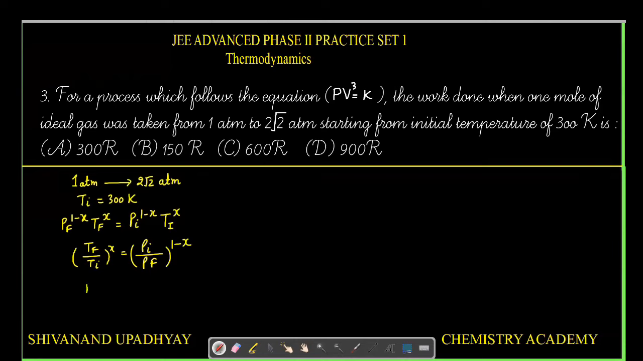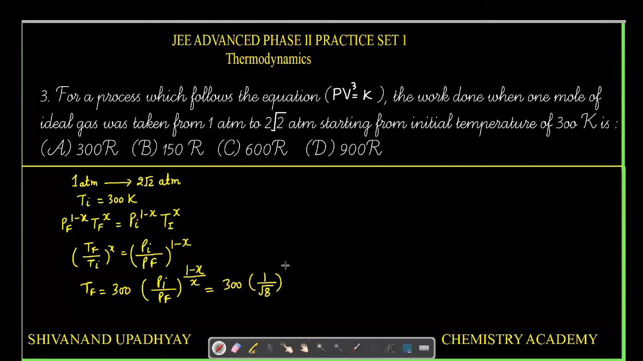And on further simplification, I can write that T final is equal to T initial, which is 300, times (P initial upon P final) to the power (1 - X) upon X. So if I put in the values, this is 300, and the initial and final pressure ratio, I know, is equal to 1 by root 8. 2 root 2 is under root 8. And this is raised to (1 - X) upon X. The value of X here is 3. So 1 minus X means (1 - 3) upon 3.